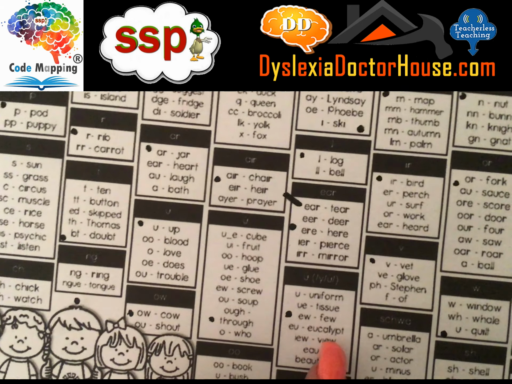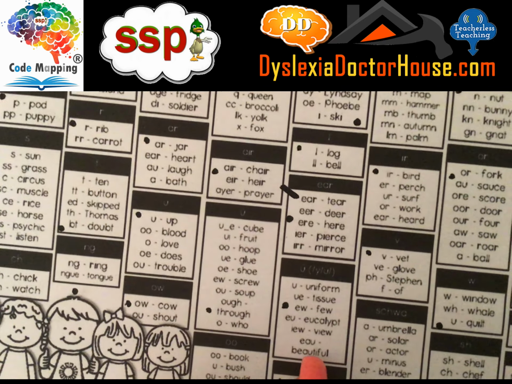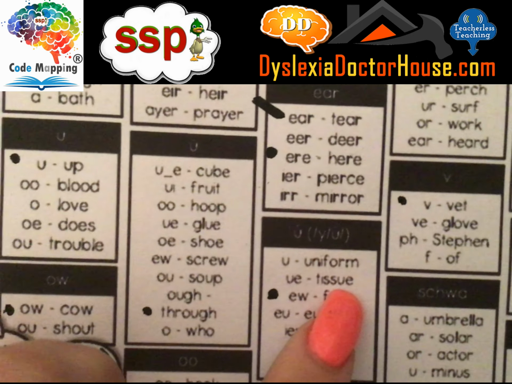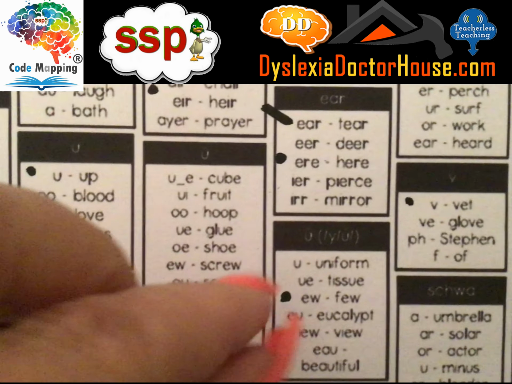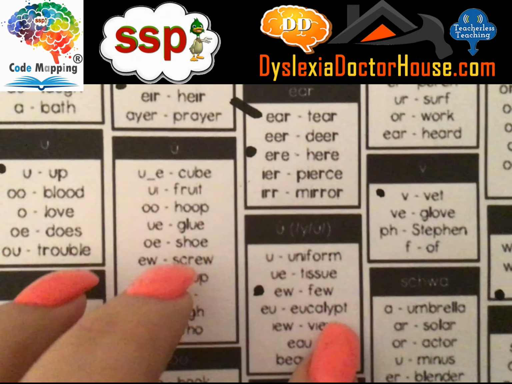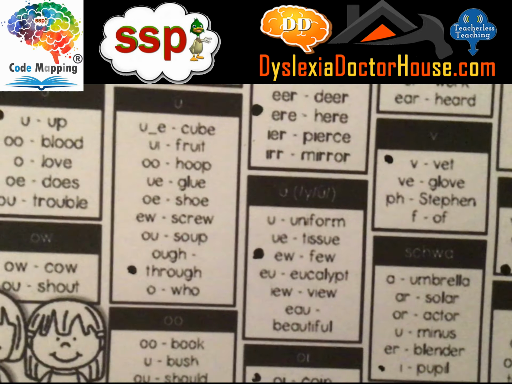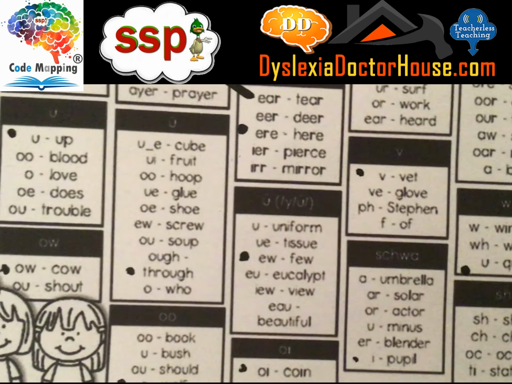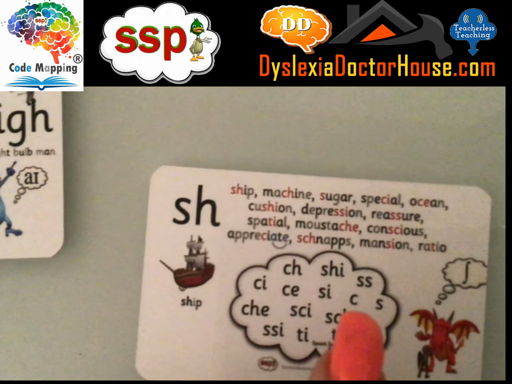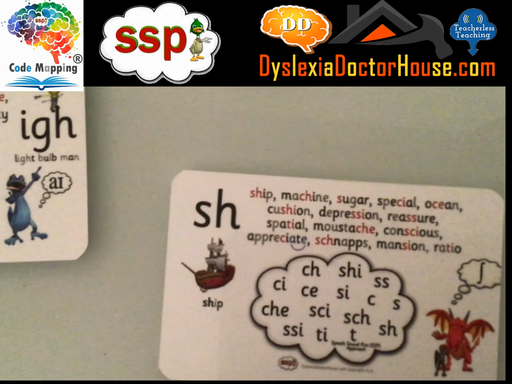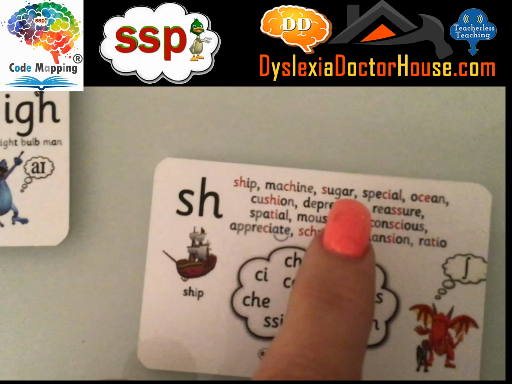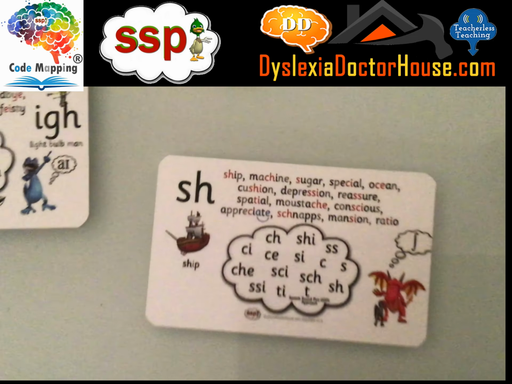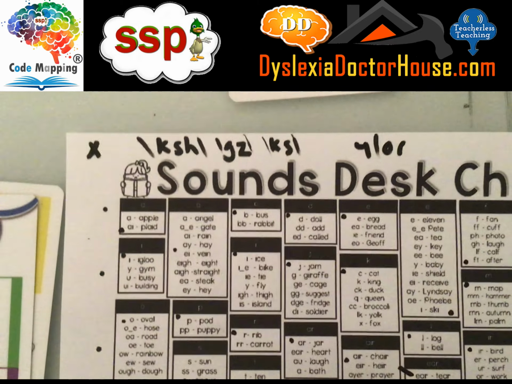Tissue, few, eucalypt. Oh, okay. Beautiful. Oh, and of course that isn't a U, is it? Tissue, tissue. The double S is a representation for the sh. Is it in there? Nope. Is it in our cloud? Shh. Yes, it is. What's the example? Reassure. Reassure. What else have we got?